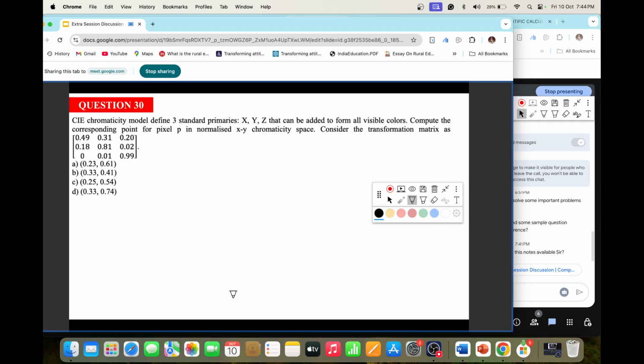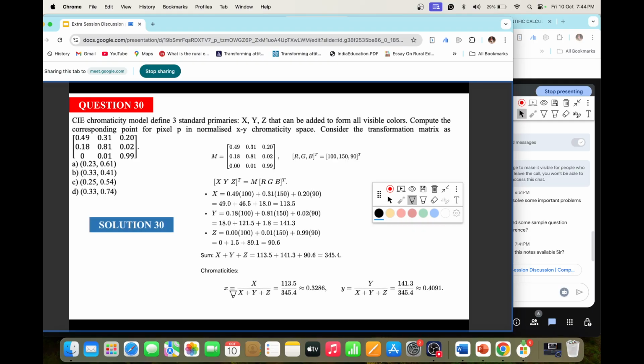Question number 30, again you have a transformation matrix. This is the transformation matrix, and to get your values in CIE chromaticity, this is the formula. You already have the RGB values and the transformation matrix, just multiply them and you can get your CIE XYZ values. But to get the chromaticity, you have to divide each value by X plus Y plus Z. So small x you can find by capital X divided by X plus Y plus Z, and small y you can find by capital Y divided by capital X plus Y plus Z. Okay, this is question number 30.